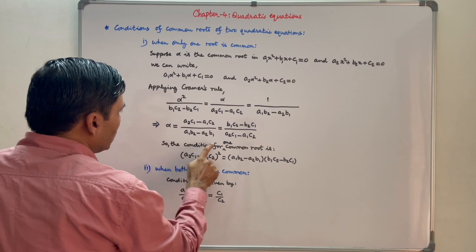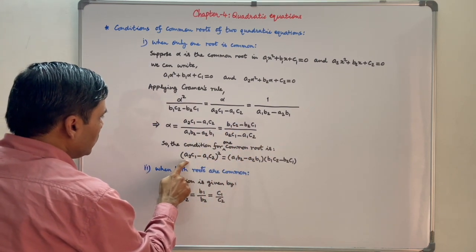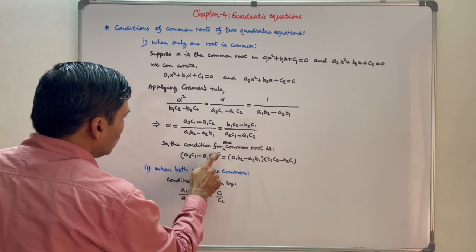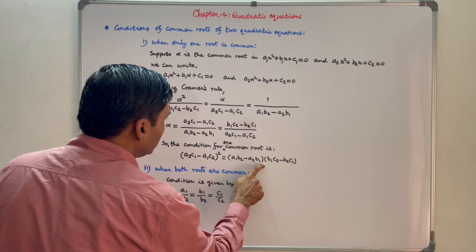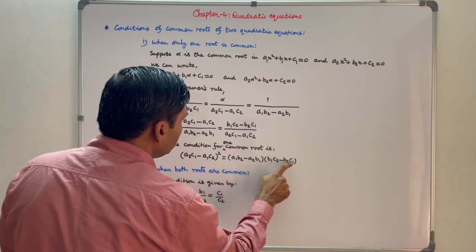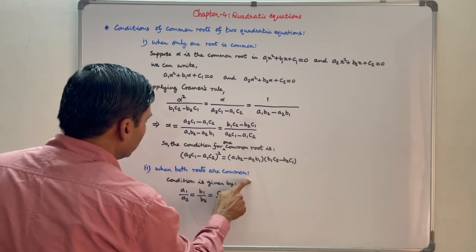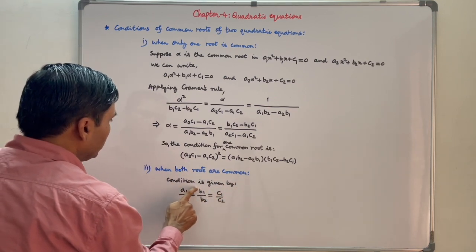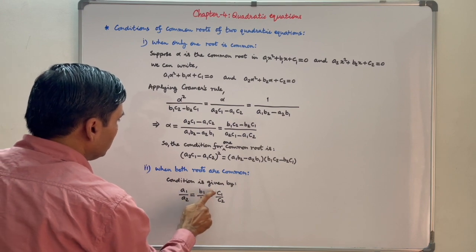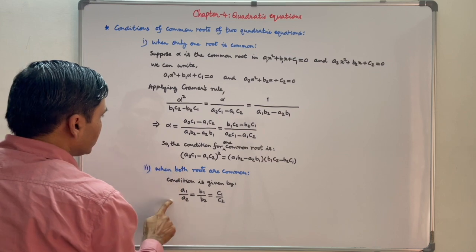So the condition for one common root is, cross multiply. So we get (a2 c1 minus a1 c2) whole square is equal to (a1 b2 minus a2 b1) into (b1 c2 minus b2 c1). Case 2, when both roots are common. Condition is given by a1 by a2 is equal to b1 by b2 is equal to c1 by c2. You need to keep in mind these two conditions.